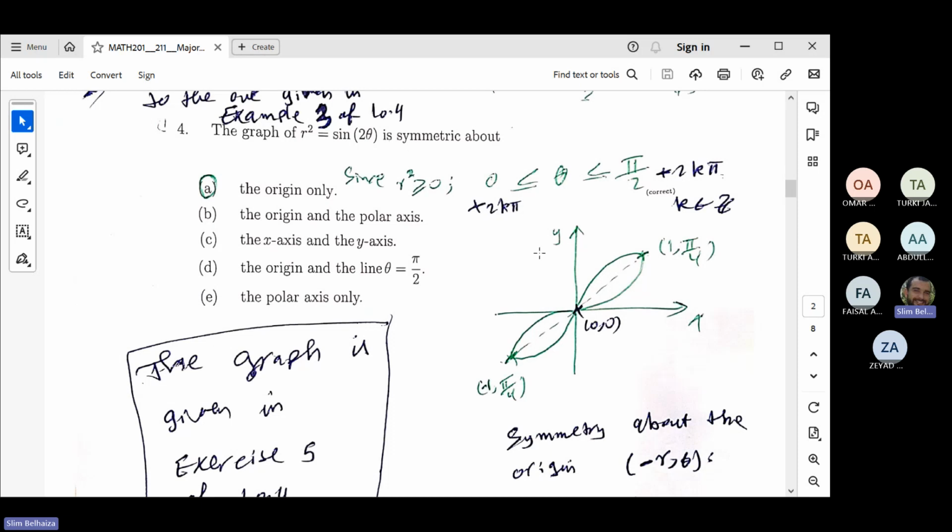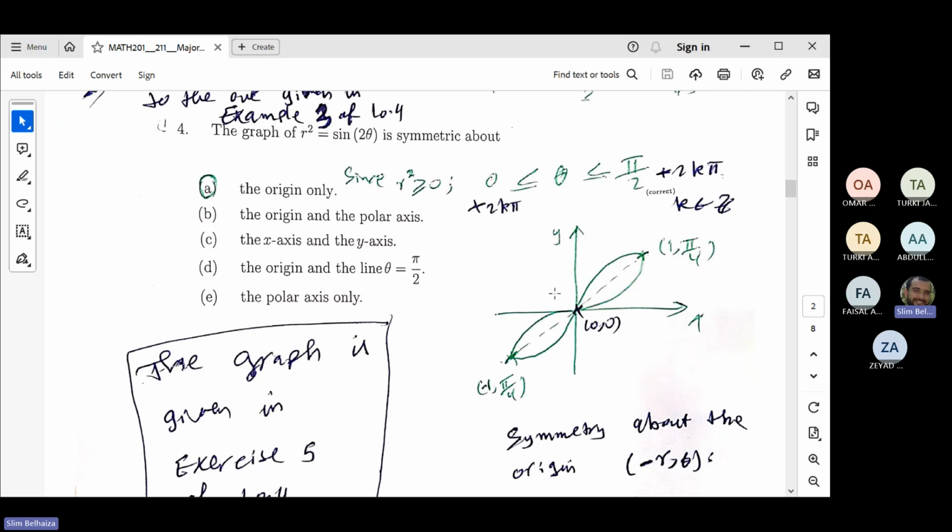So here what they're saying is that since r squared is positive, for sure, what can we say here? The sine of 2 theta needs to be positive, right? And we know that the sine of 2 theta is positive if the angle 2 theta is between 0 and pi. So if 2 theta is between 0 and pi, then theta is between 0 and pi over 2. So you'll have to imagine that theta goes only from 0 to pi over 2, because sine of 2 theta is equal to r squared.